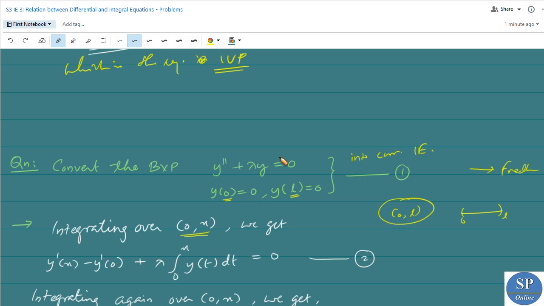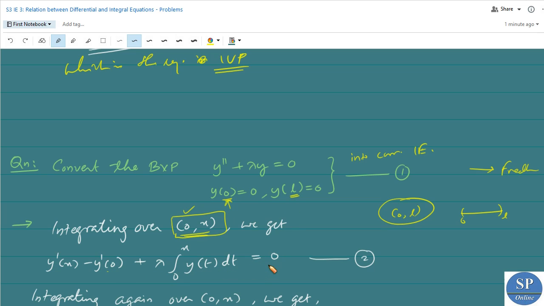To convert the initial value problem and the boundary value problem, here we are integrating only over the interval 0 to x, or a to x. Here the initial point is a. The boundary points are 0 and L, but we have to integrate 0 to x. So integrating y double dash, we get y dash. So y dash of x minus y dash of 0 plus lambda into the integral 0 to x of y of t dt, which is equal to 0.